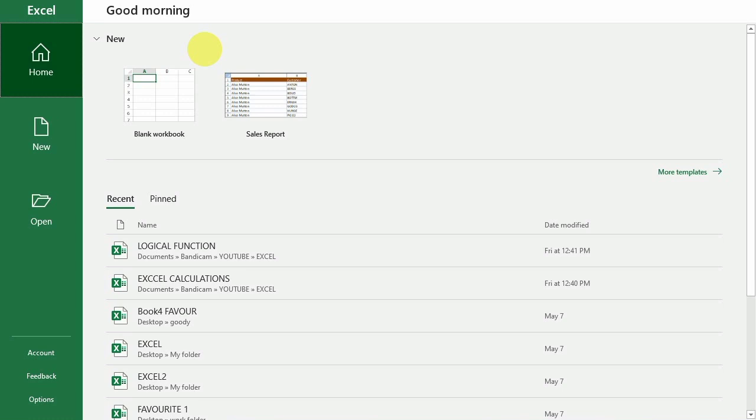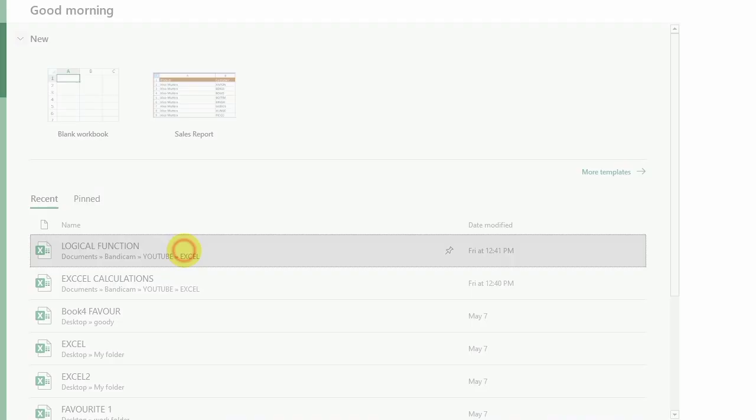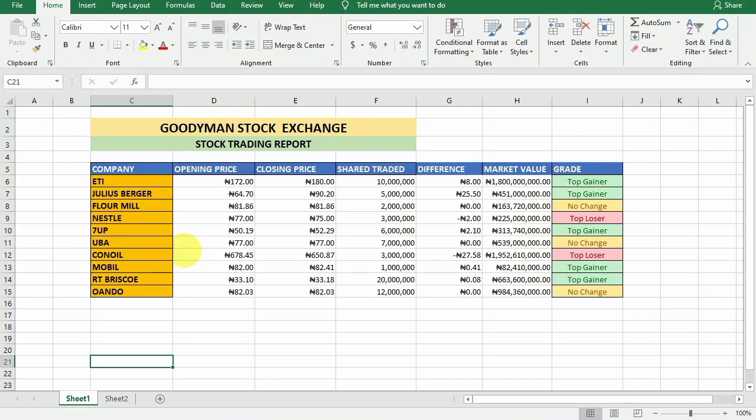This is your guy Goodness, tutorial from Goodman Computers, and I'm here to show you a very interesting topic known as logical functions. Yes, logical functions used in Excel, for lots of things. Now, looking before us here is an Excel spreadsheet that has already been prepared.